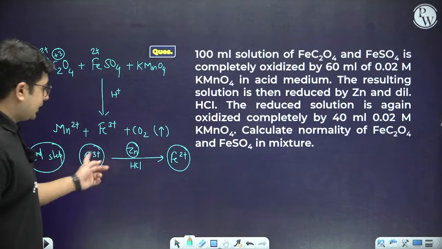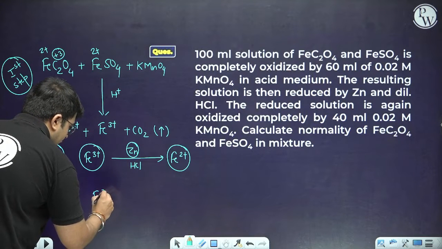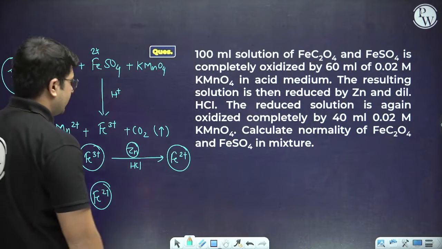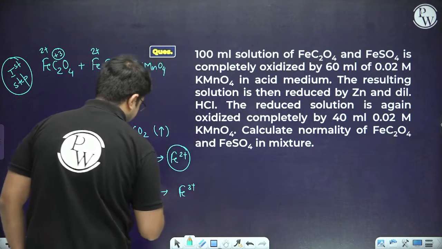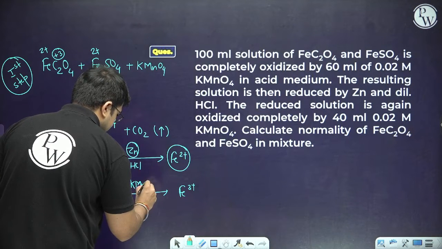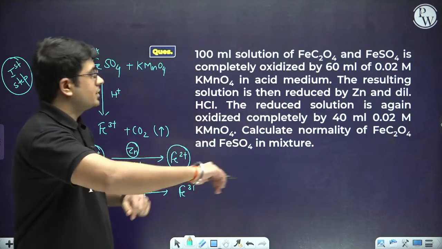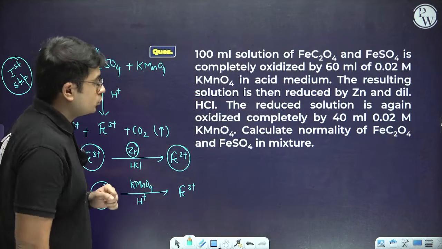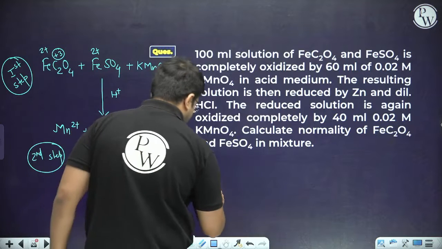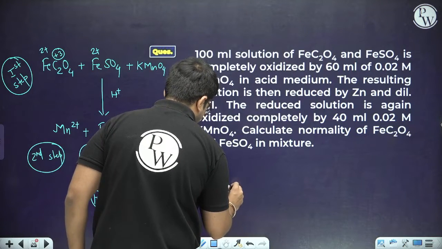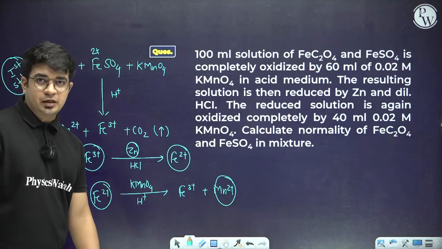Next part: this Fe2 positive, whatever resultant is there, is going to be completely converted again into Fe3 positive in the presence of KMnO4 in acidic medium. So the reduced solution is again oxidized completely by 40 ml of 0.02 molar KMnO4. This part is entirely converted into Fe3 positive again, and Mn will be converted into Mn2 positive. Now the question is asking for the normality of the two initial solutions.